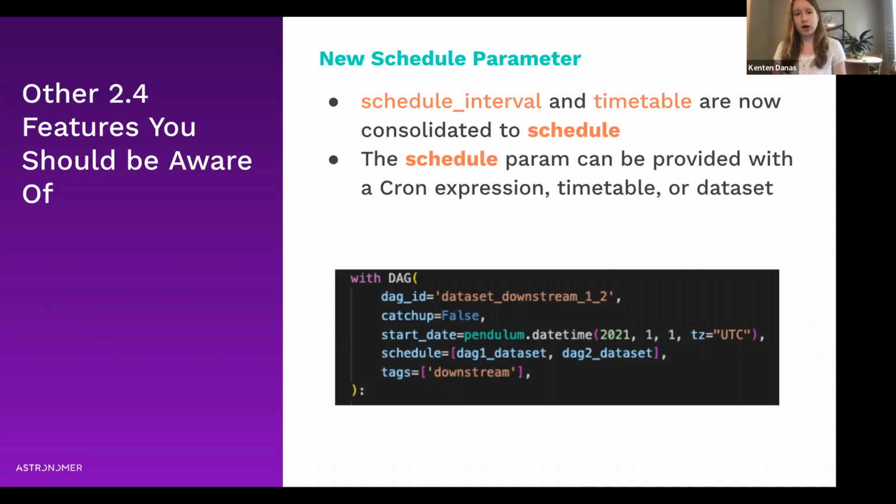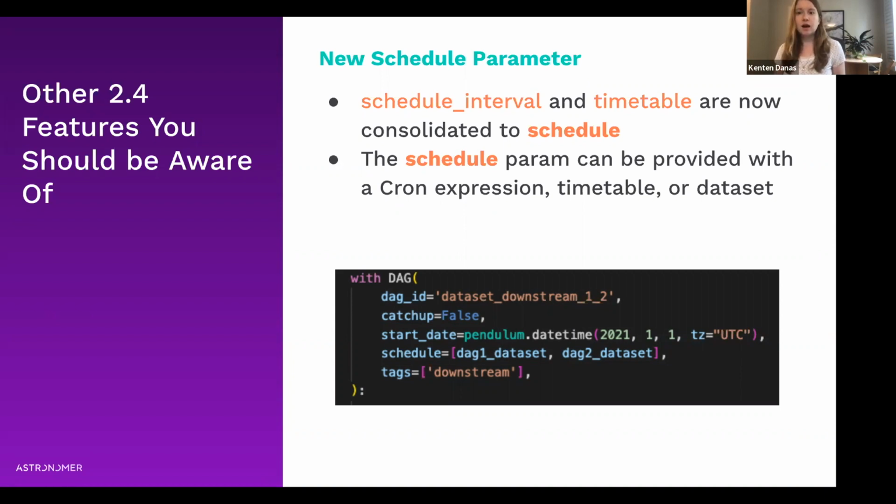Prior to Airflow 2.4, you had schedule interval and, as of Airflow 2.2, timetable, where depending on how you were scheduling your DAG, you had to provide one or the other of those parameters. Those have now been consolidated. So there's just one schedule parameter. It is schedule. You can provide it with a classic schedule, so a cron expression, one of those presets like @daily. If you're using a timetable, you can provide that timetable, or like I showed here, if you're using datasets, you can provide that. So you no longer need to worry about which type of schedule you're using. It's all just one schedule parameter.